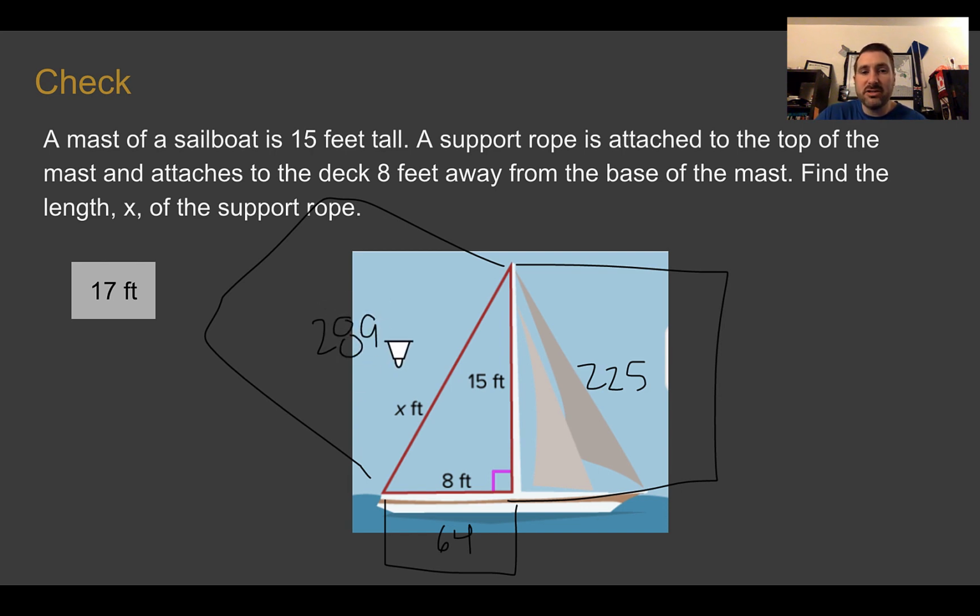Then I have to take the square root of that in order to get my side length. So the square root of 289, positive or negative 17. Only take the positive, so positive 17 is our answer. So the length of that side of the triangle must be 17.